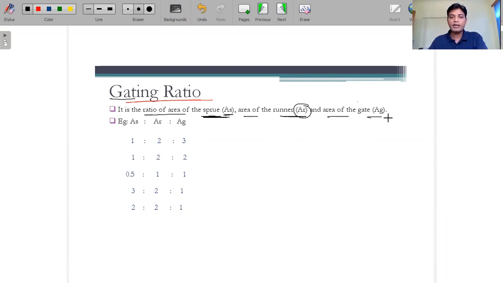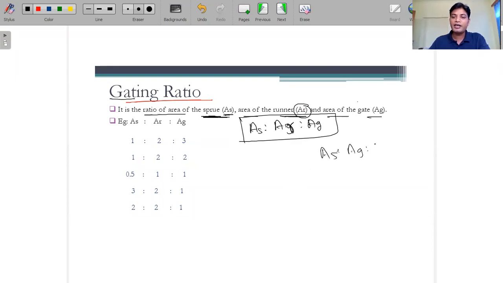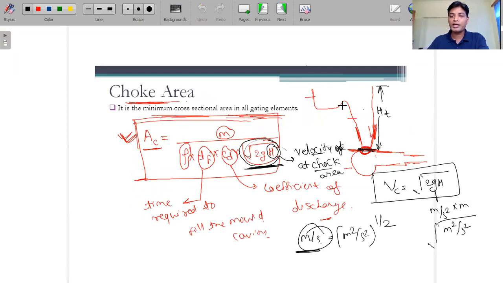Please do not change the order, guys, because this ratio is in the order AS, AR and AG. Do not make it AS, AG, AR, or reverse it in any way, okay? That is wrong. It is the ratio of the areas. First it is a sprue, then it is a runner, then it is a gate. If you cannot remember the order, please remember this figure. First comes the sprue, then the runner, then the gate. So please do not get confused. Remember the order: sprue, runner, gate.